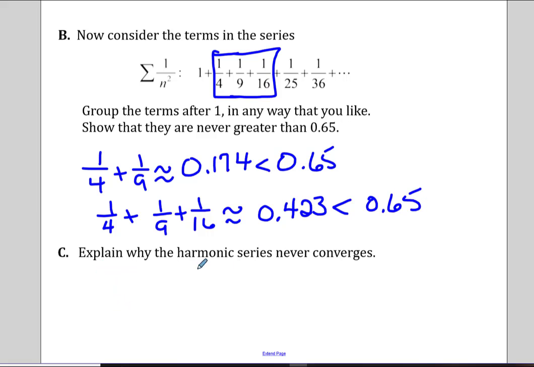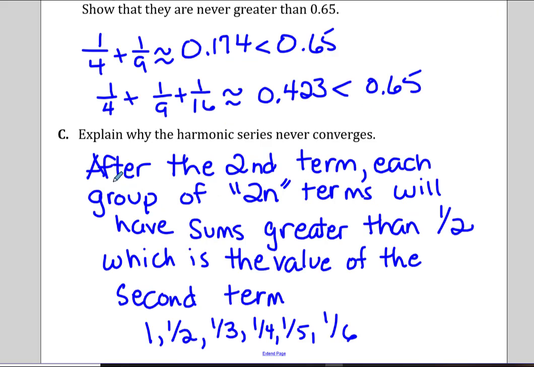So explain why the harmonic series never converges. You can write something in your own terms in that space below. Using the harmonic series in part A, I said it this way: after the second term, every group of any 2n terms will have a sum that's greater than a half, because a half was the value of the second term. We saw that in the list.